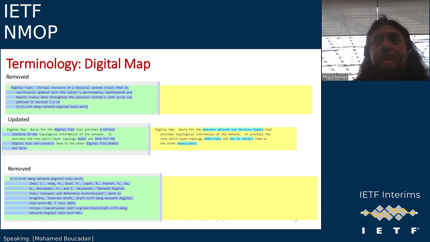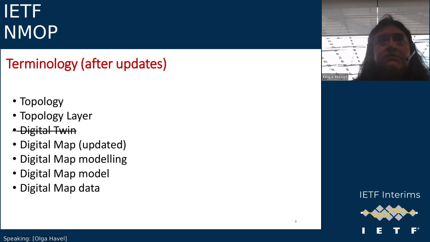So then we can keep that discussion on the mailing list, please, on the definition itself. Excellent. Thanks, Matt. So these are the other terminology for digital map. There was a requirement before to add digital map modeling, digital map model, and digital map data. So these three are also defined in the context, and the definition for digital twin, we removed it. So please review these comments in the context of the digital map.